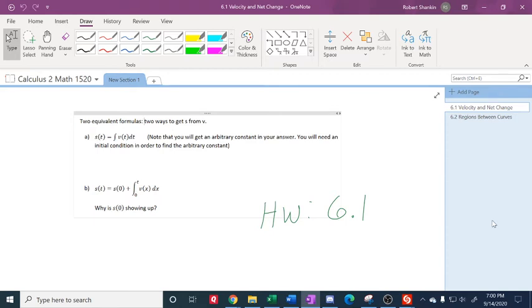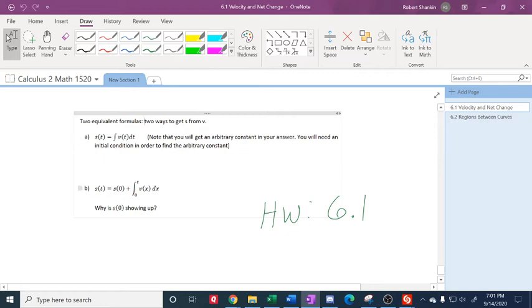So one way to do this is the position function is just the antiderivative of the velocity function. And it says, note, you'll get an arbitrary constant in your answer. All right, now this could kind of help us with this problem that we were just doing, but since we don't have an actual function here, we kind of have to see it as area under curves, and that would be a little bit of a difficulty, because how do I get this as really a function?